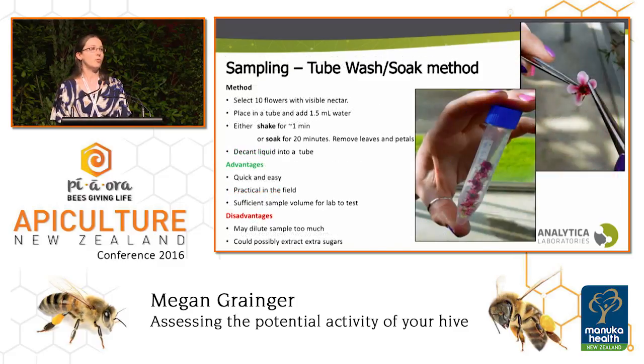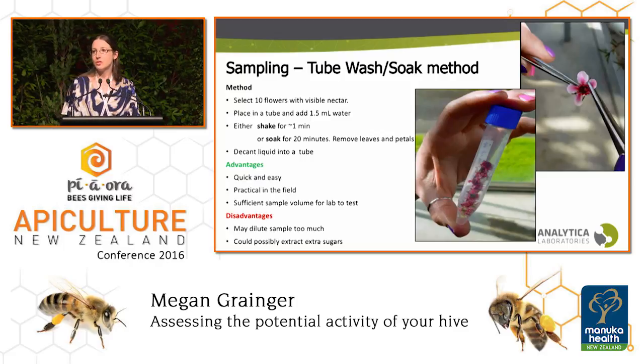So the third and fourth methods are very similar, and these are our tube wash and our soak methods. So this requires plucking 10 flowers from each tree to make a sample, and these go into a tube, if it's the tube wash method, and add 1.5 mils of water, give it a good shake to dissolve all the nectar, and then decant this into a tube to send to the lab.